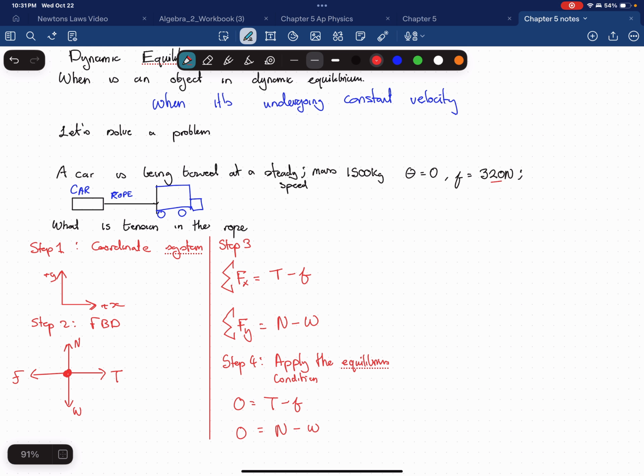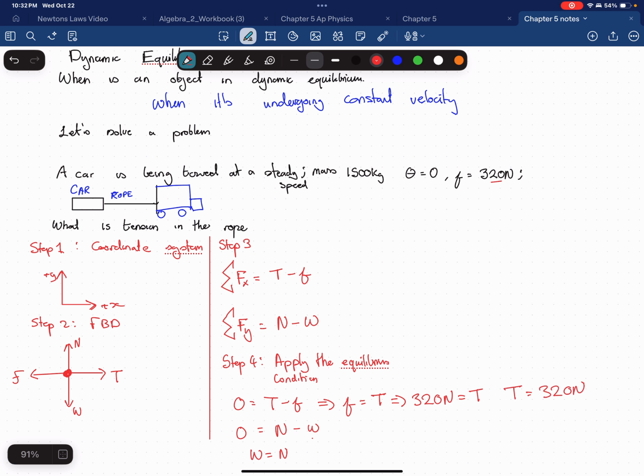Well, I know for sure that I'm in equilibrium. So if I move my W across, my normal force is equal to my weight. That cancels out. But also here, I move my friction across to the equal sign. My friction equals my tension. And I know my friction. My friction is 320 newtons. So my 320 newtons is equal to tension. So tension is going to be equal to 320 newtons.